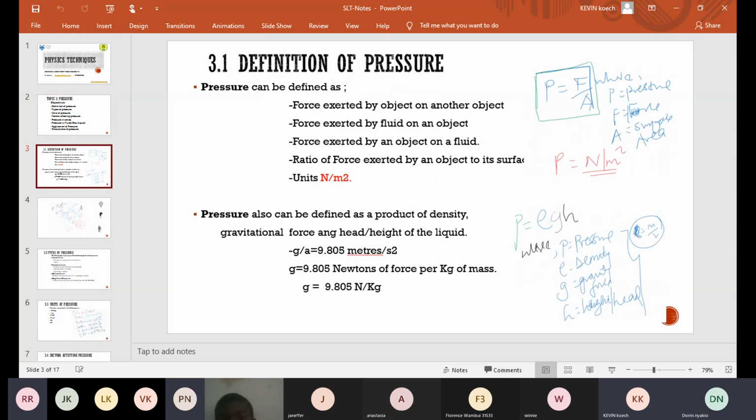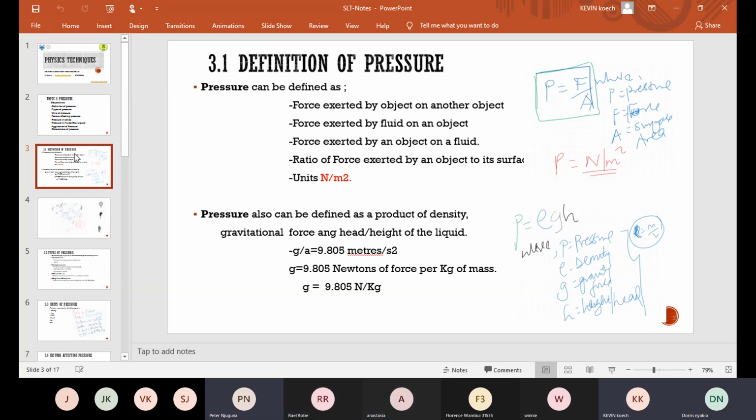And we start off. What is pressure? Any volunteer? What is pressure? Lucy Kinya, I'm seeing you are, you can volunteer. Just definition of pressure. I have shared on my screen.